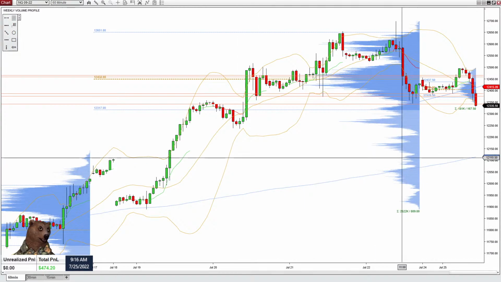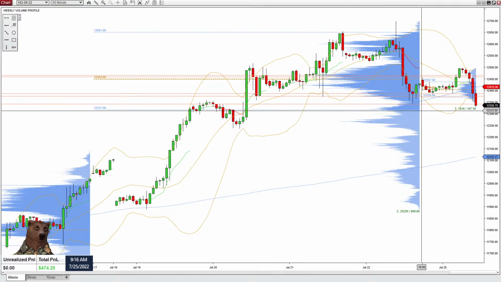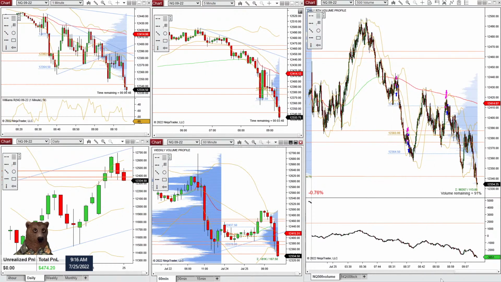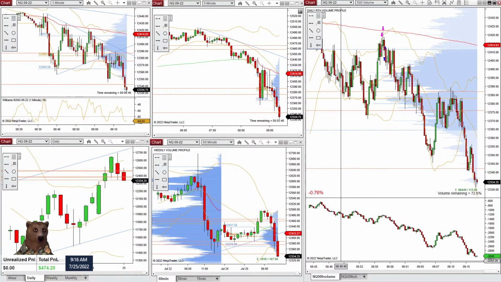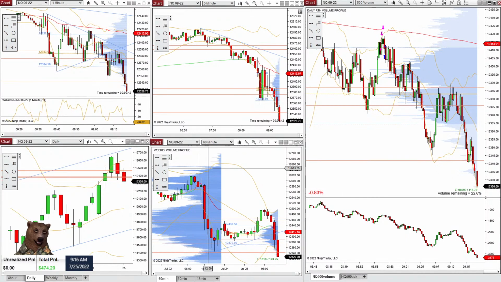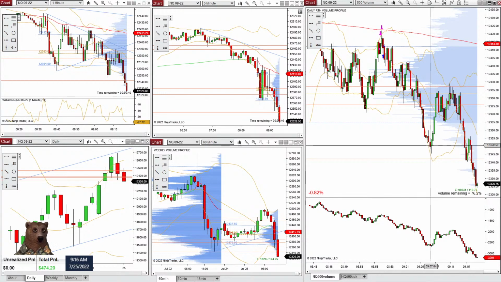But it is looking bearish, so. We're now through that support level, moving down.